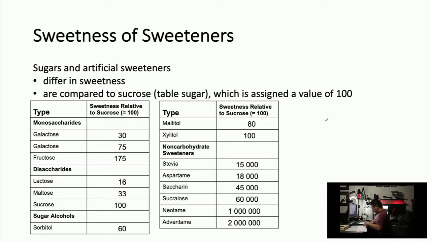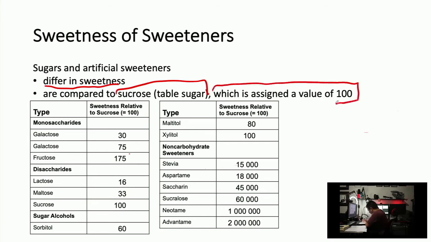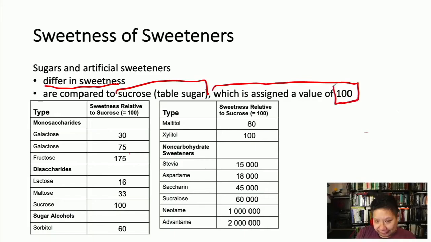So let's talk about the sweetness of sweeteners now. All the sugars and the artificial sweeteners differ in sweetness, but everything is compared to sucrose, how sweet something is, right? And it's compared to the fact that sucrose or table sugar has a sweetness of 100, okay? So things like galactose, the monosaccharides, have a sweetness of 30 or 75, compared to sucrose, which has 100 again.